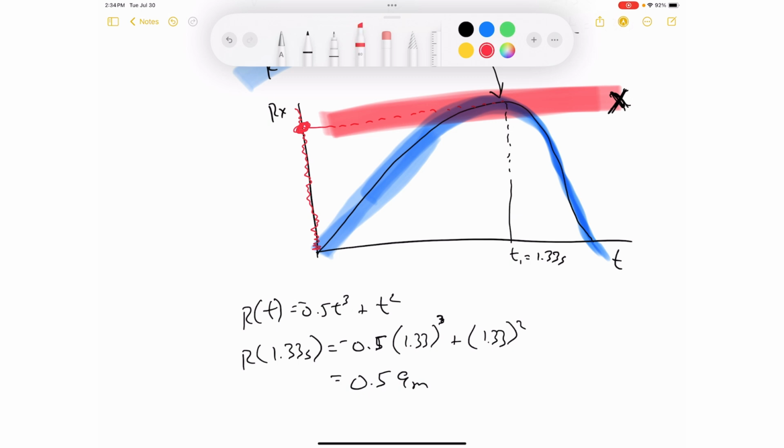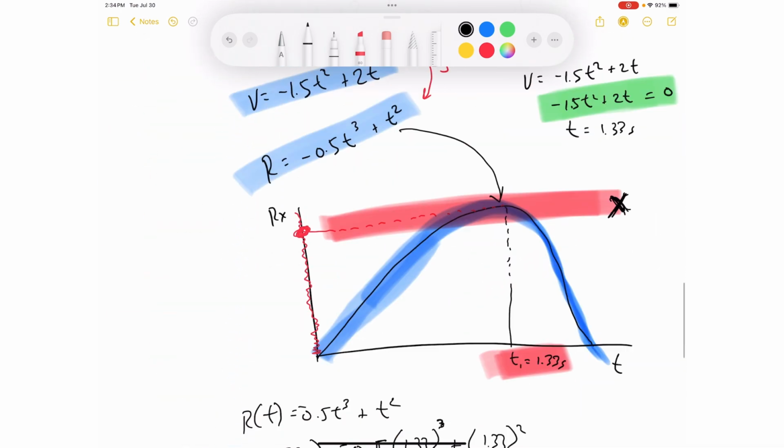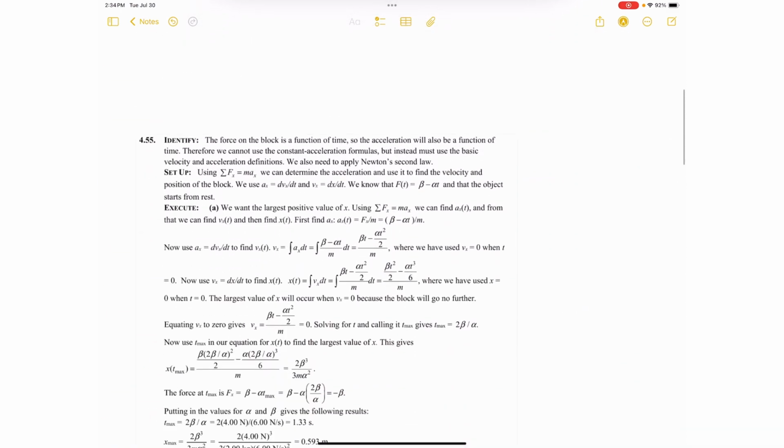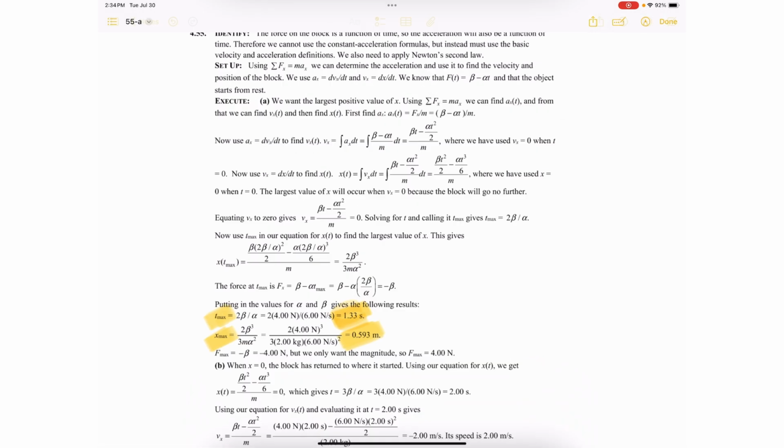So at this time, 1.33 seconds later, I end up as far away as possible, which is 0.59, almost 0.60 meters away. Just in recap, let's go up here to this one, and you can see 1.3 seconds. That's what I got, and then 0.5 is how far away it is. See x max and time max. So we got the same answers.